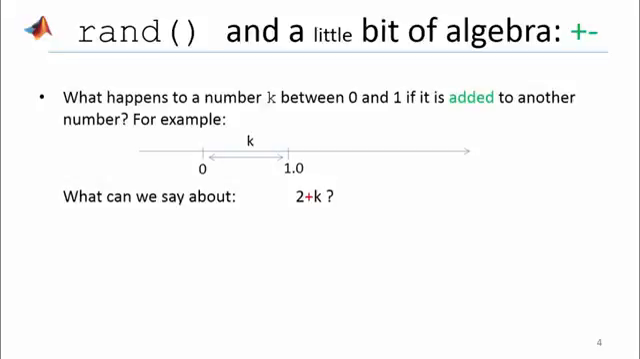Simple algebra. If you want a little idea, start with the both extremities. 0. What if you add a 2 to something that's close to 0? You'll end up with a 2. How about if you add a 2 to something close to 1? You'll end up with a 3. So now you'll be in between 2 and 3. Still not included. We're never going to hit 2. We're never going to hit 3.